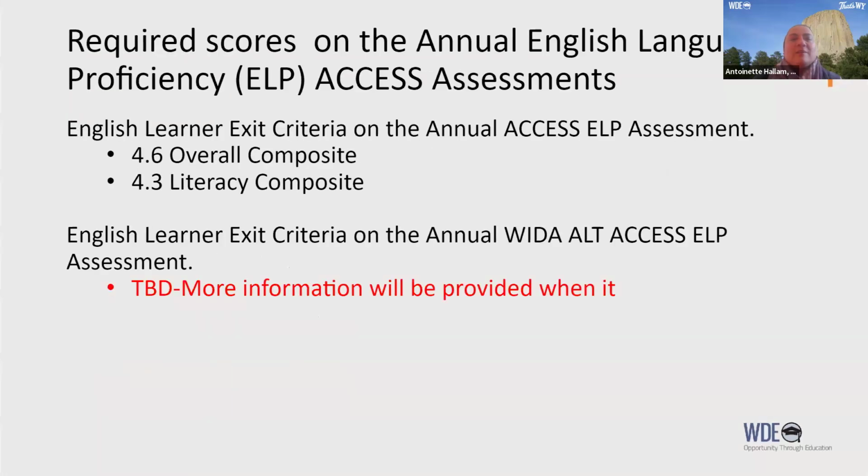Now let's move to the required scores on the annual English language proficiency Access assessment. To exit from the English learner status, students must meet the following criteria on the annual Access English language proficiency assessment: an overall composite score of a 4.6 and a literacy composite score of a 4.3. For students taking the annual WIDA Alt Access English Language Proficiency Assessment, the exit criteria currently is to be determined, and we will provide more information as it does become available.